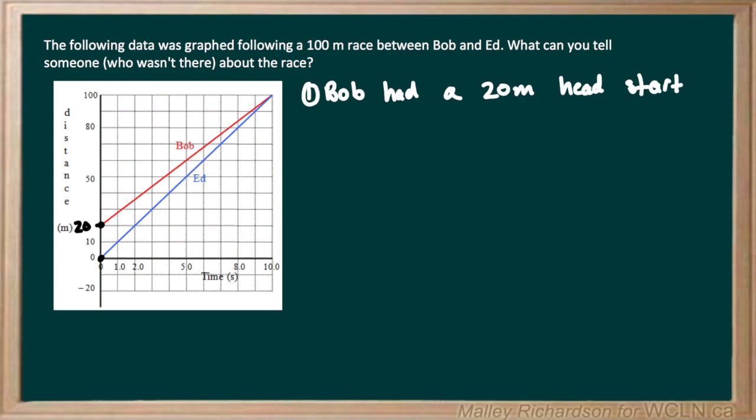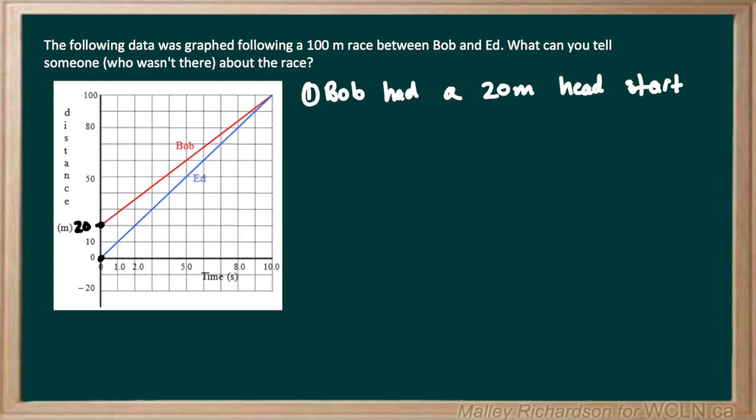Now let's look throughout the race. We can see that Bob's line and Ed's line are both linear. So therefore we can use our formula y equals mx plus b. And from that formula, we can find the slope of both Ed and Bob's graphs. When we find the slope, we can find how fast they went.